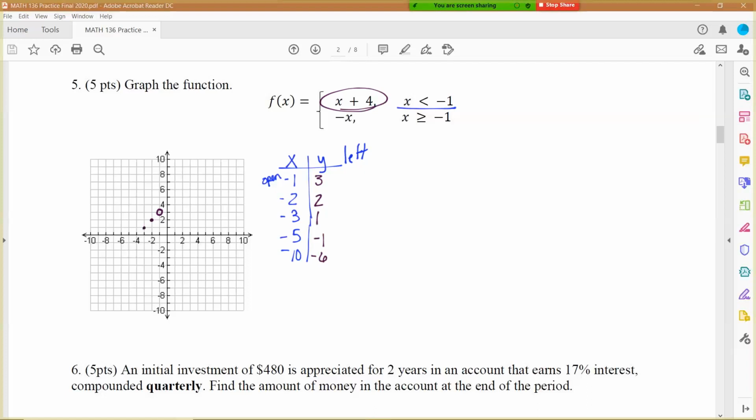-3, 1. 5, -1. And -10, -6. And which way am I drawing my arrow? To the left. So this one gets the arrow on it. That is half of my graph.